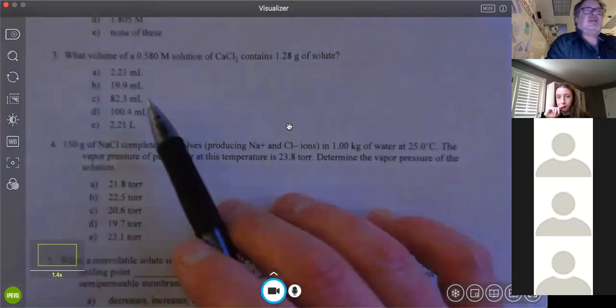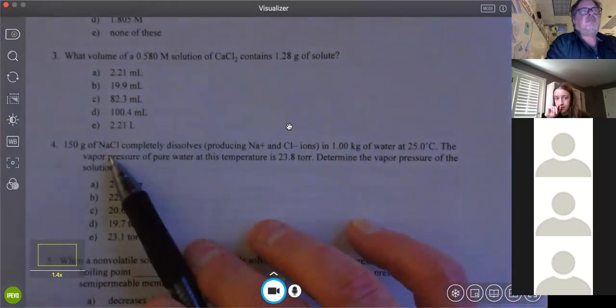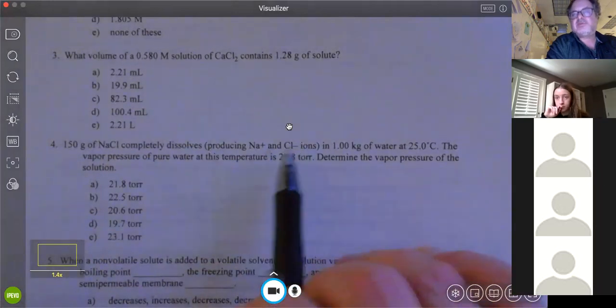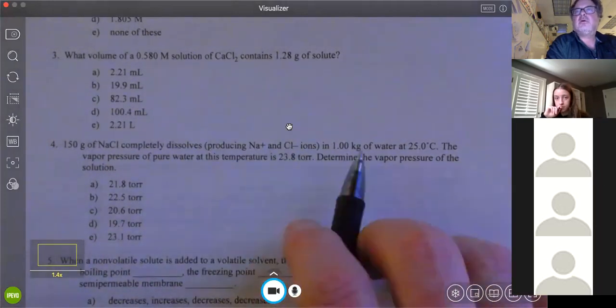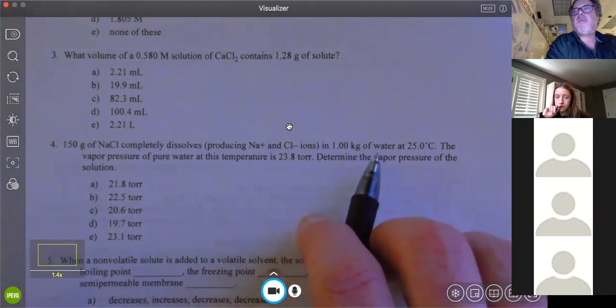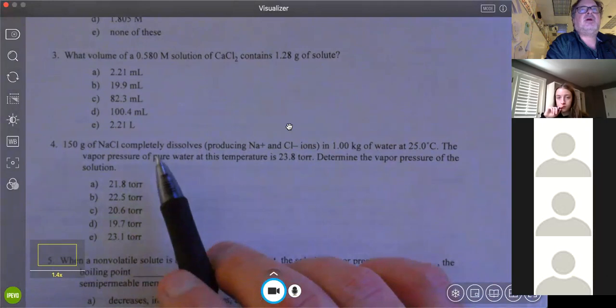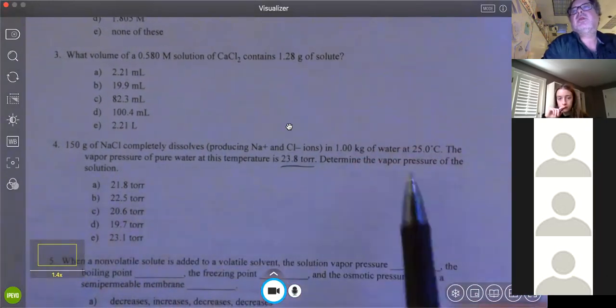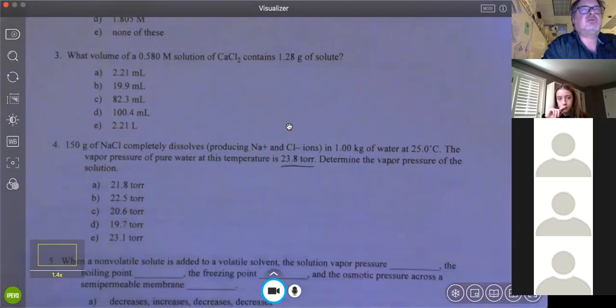So we're dissolving NaCl. So that means that we're going to have 2 moles of particles for every 1 mole of substance. We have 1.00 kilogram of water. The vapor pressure of the pure water is 23.8. We need to determine the vapor pressure of the solution.